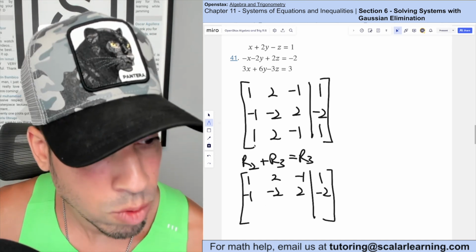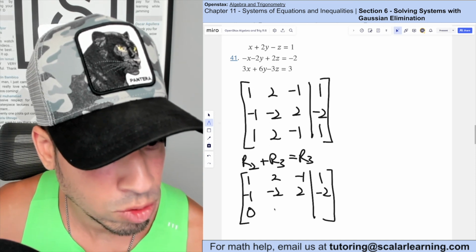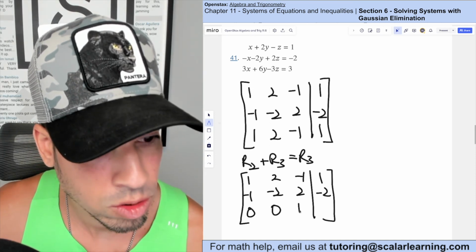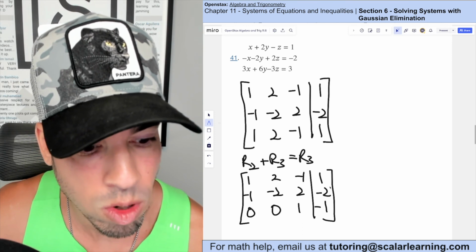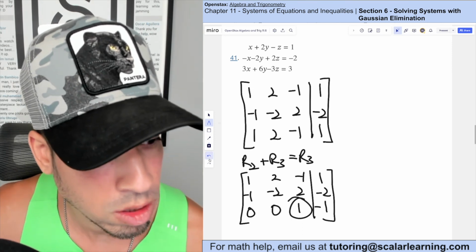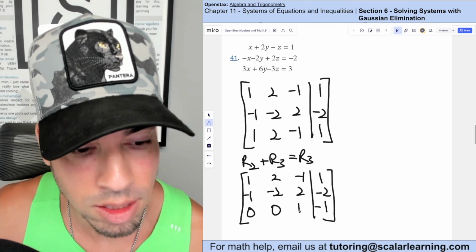Let's write it out. -1 plus 1 is 0. -2 plus 2 is 0. 2 plus -1 is 1. -2 plus 1 is -1. Great. And look at that. We even got a 1 there, which is what we want eventually. And that does already tell us our value of z.